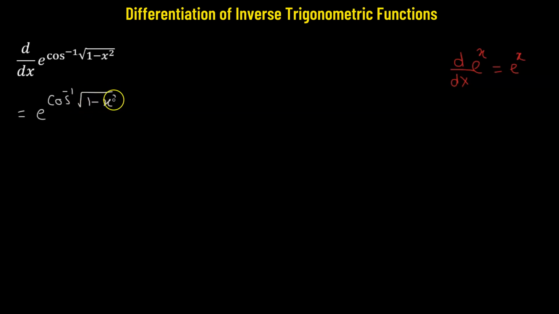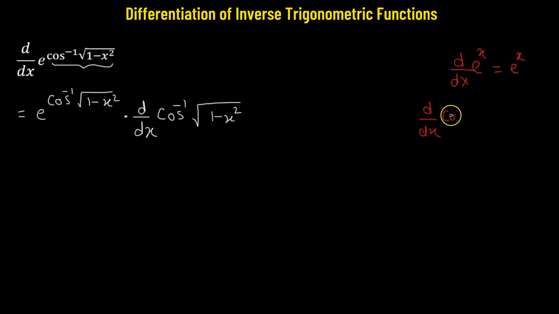Then, once this is done, we multiply it. We have to apply the chain rule. Now we will differentiate the inverse cosine function. So we have d/dx of cosine inverse of square root of 1 minus x squared. Now we apply the formula for the derivative of the inverse cosine function, cosine inverse of x. That will be negative 1 divided by square root of 1 minus x squared.